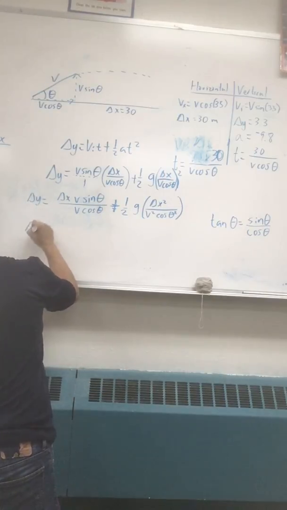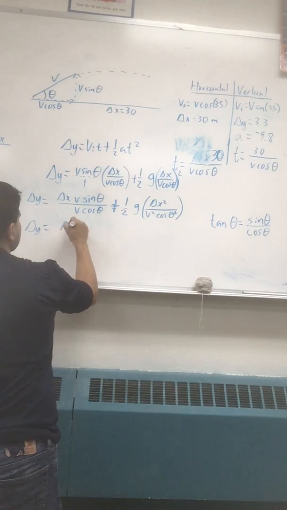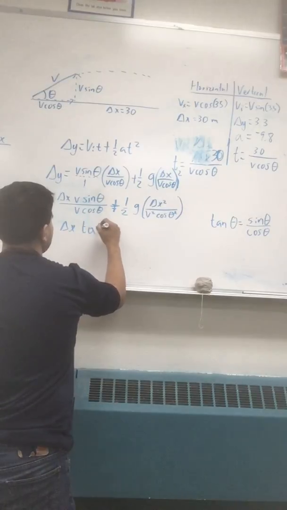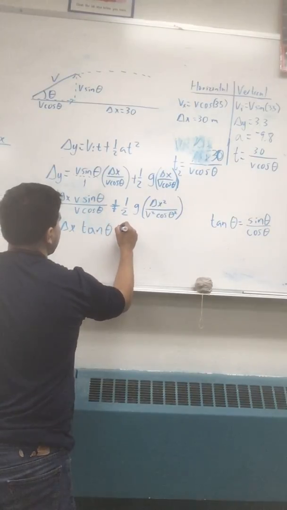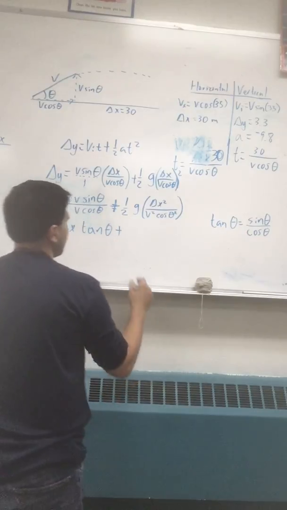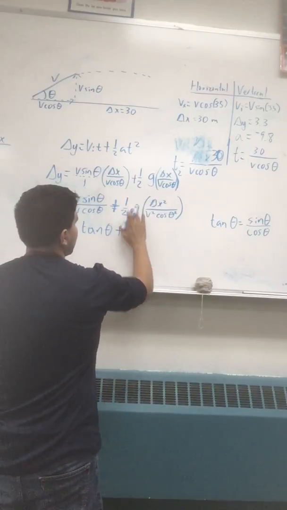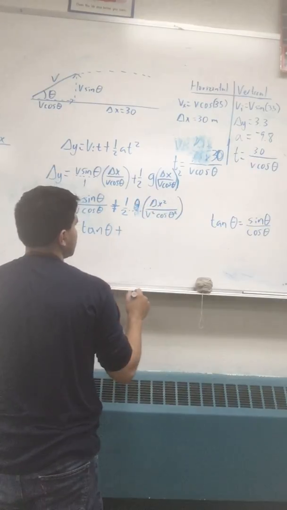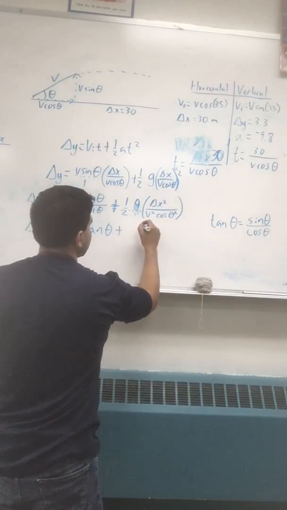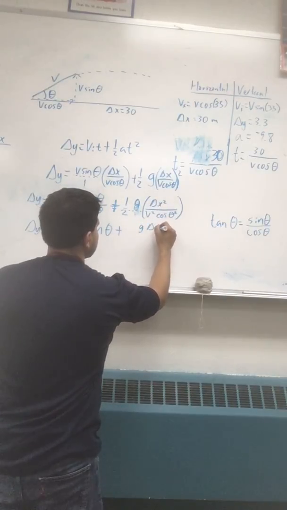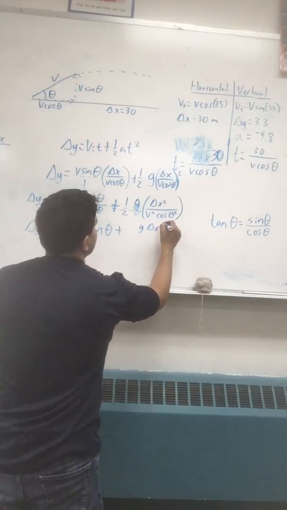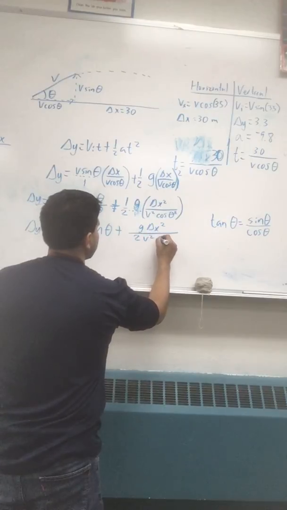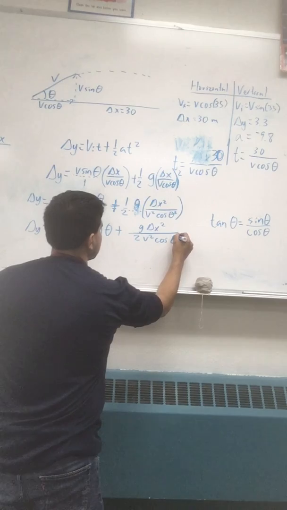So I get change of y equals change of x. This right here becomes tangent of the angle plus, again, I multiply across. There's like a little invisible 1 over the g. So I multiply all the top stuff and I get g change of x squared over 2 v squared cosine of the angle squared.